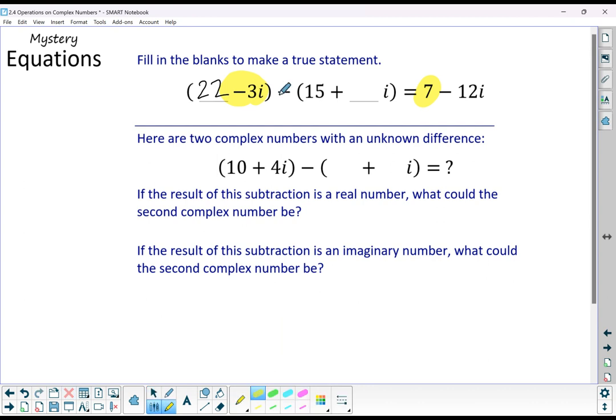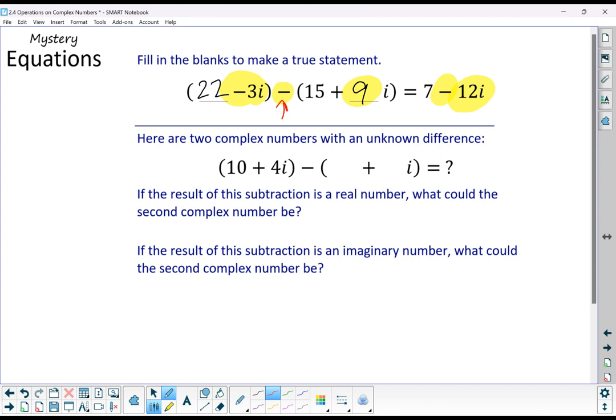We have negative 3i minus something gives us negative 12i. So we focus on the imaginary part. Well, negative 3 minus 9 gives us negative 12. Please note the minus is here. We don't need a negative with the 9 because of the minus symbol.